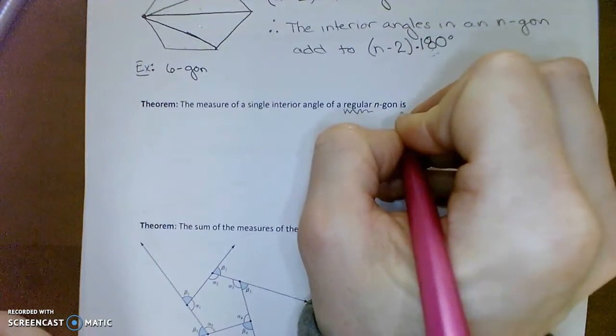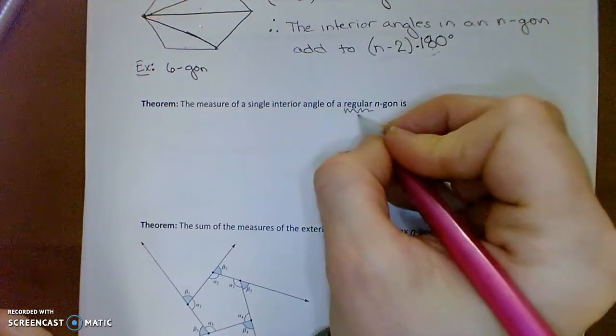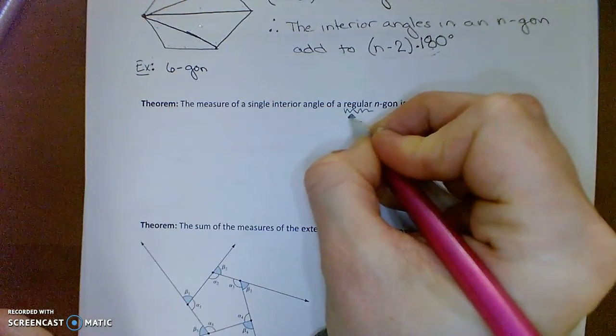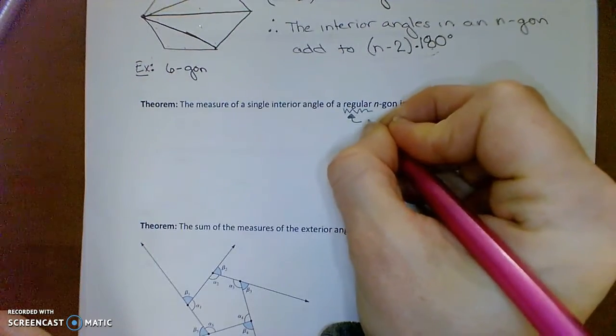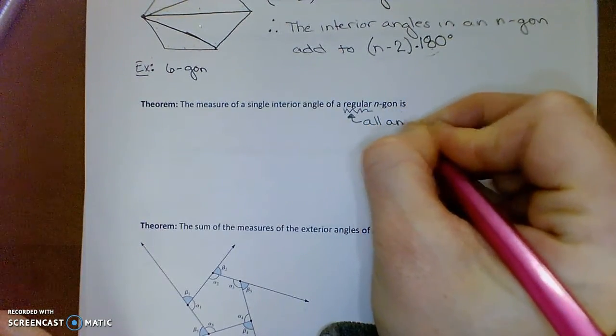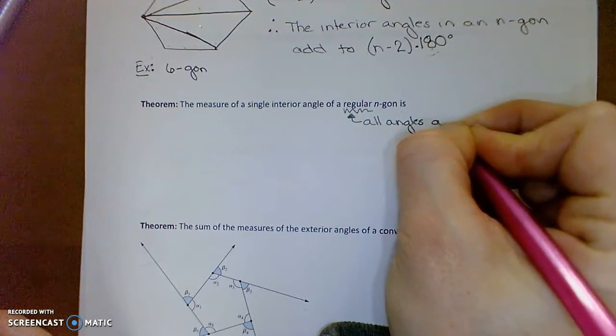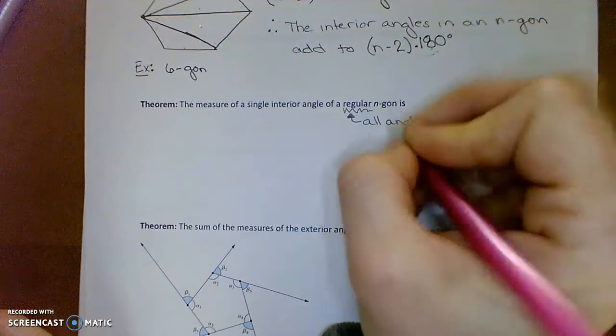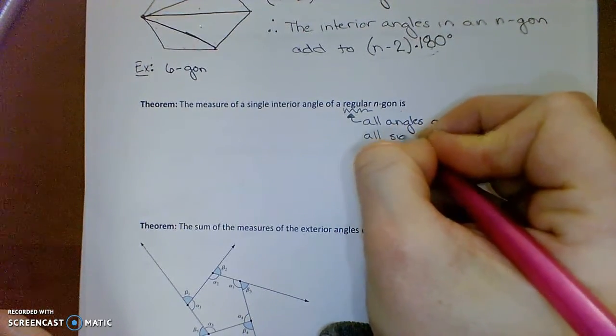you could figure out what each angle measure is. So first we have to remember, what does it mean for a polygon to be regular? It means that all angles are congruent and also that all sides are congruent.